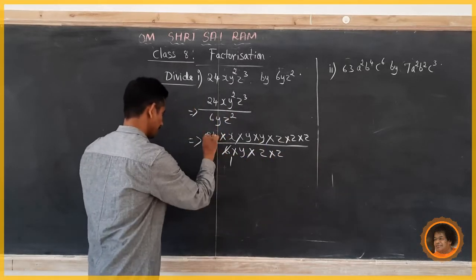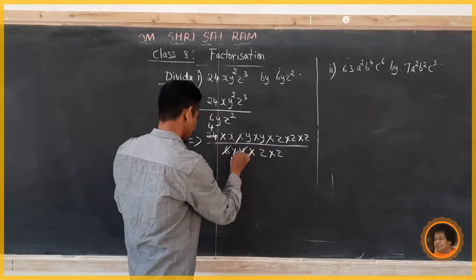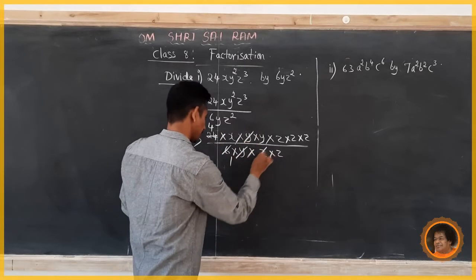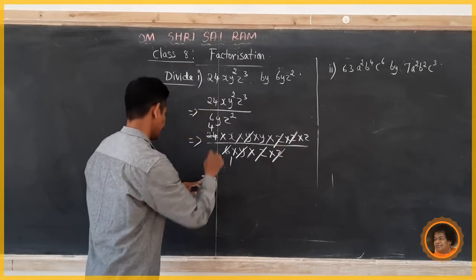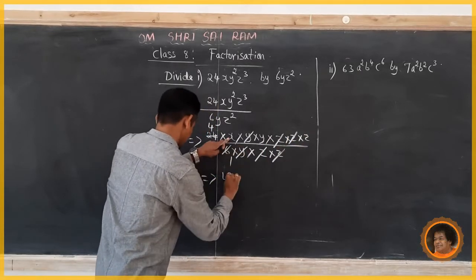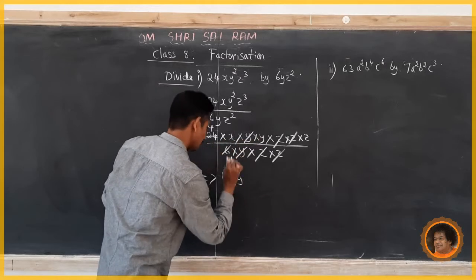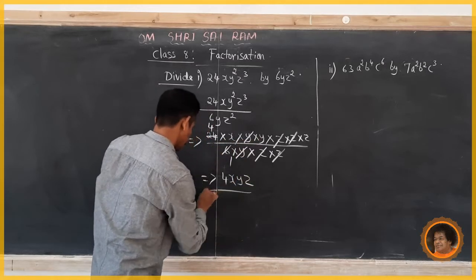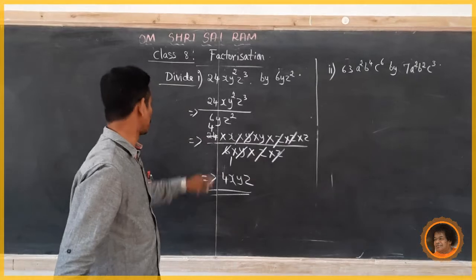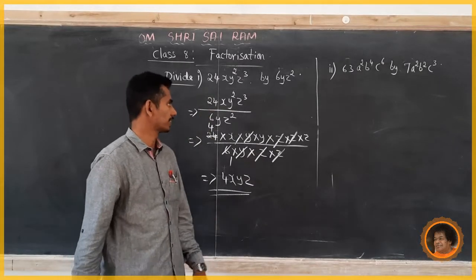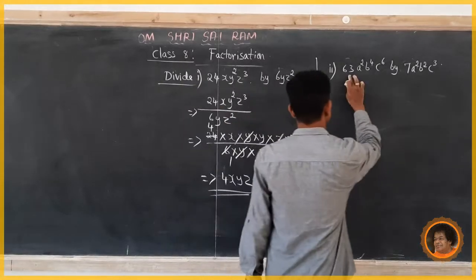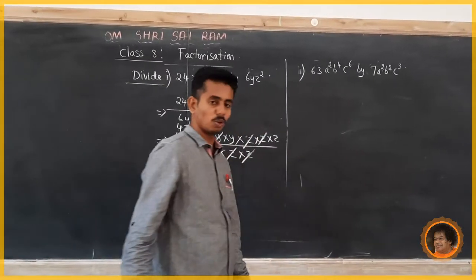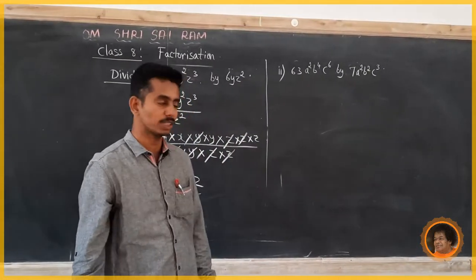Now 6 ones are 6, fours are 24. Y ones are y, y ones are y. Z cancel. Z cancel. So we get the quotient as 4, then x, then y, then z. So 4xyz is the quotient of 24xy squared z cube by 6yz squared. Another problem is given. 63 a squared b to the power 4 c to the power 6 divided by 7a squared b squared c cube.